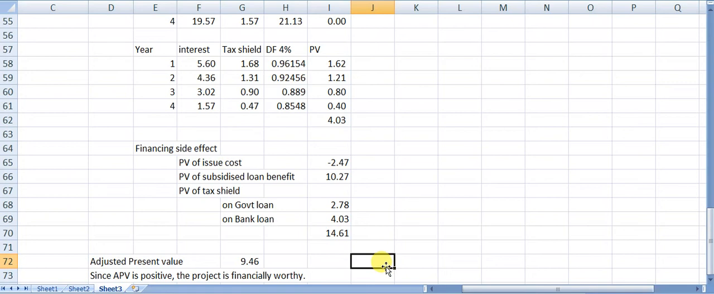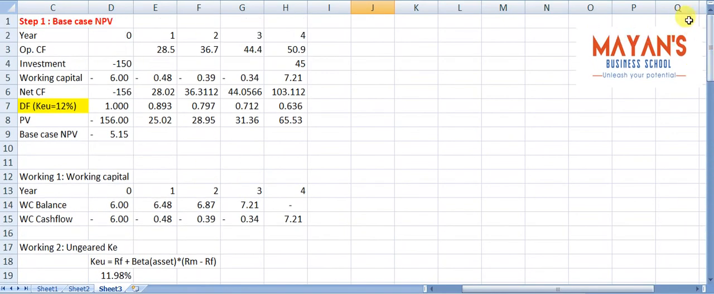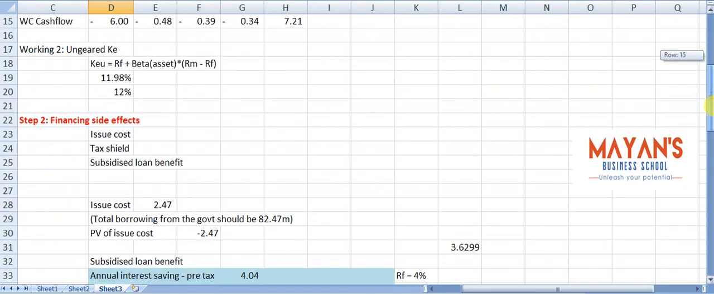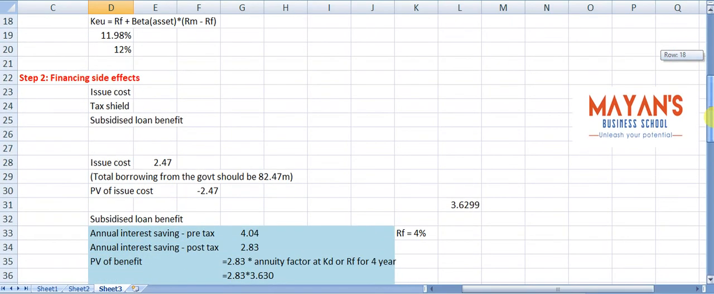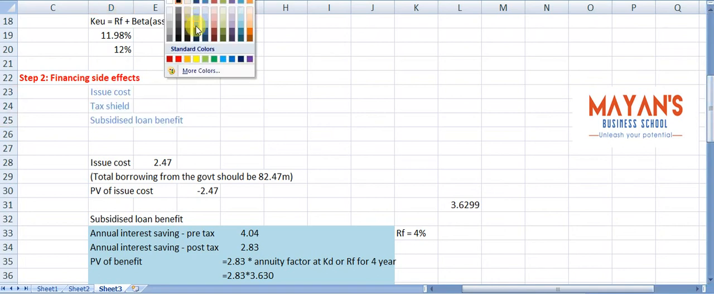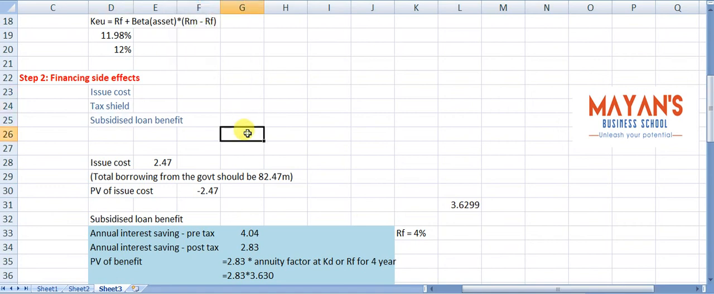So again, look at this carefully, guys. What we did, first we take the project's cash flows as usual, use ungeared KE and find the present values. So you get base case NPV. That's very straightforward, nothing complicated. Complication comes in the other one. Then you go to financing side effects. Financing side effects, usually you get these three: issue cost, tax shield, subsidized loan benefit.